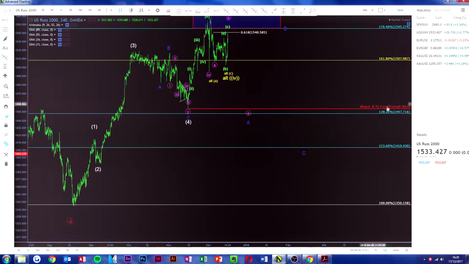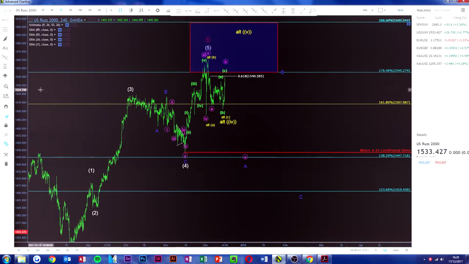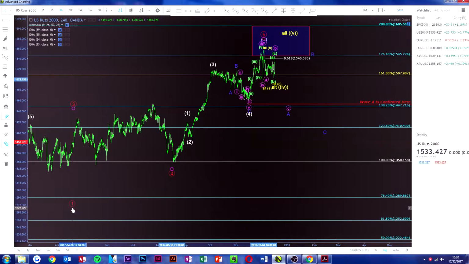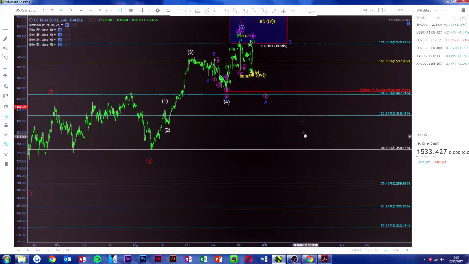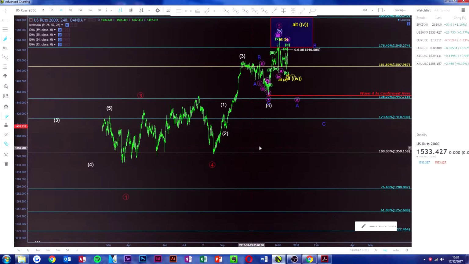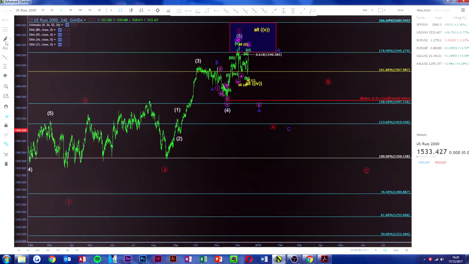We want to see this break here to confirm the cycle wave 4, because primary 4 ended here. This completes primary 5, which completes cycle 3, and after cycle 3 we would then expect cycle 4 to decline, and the target area is between this 123.6% and the 100% retracement level. This is quite a significant area.